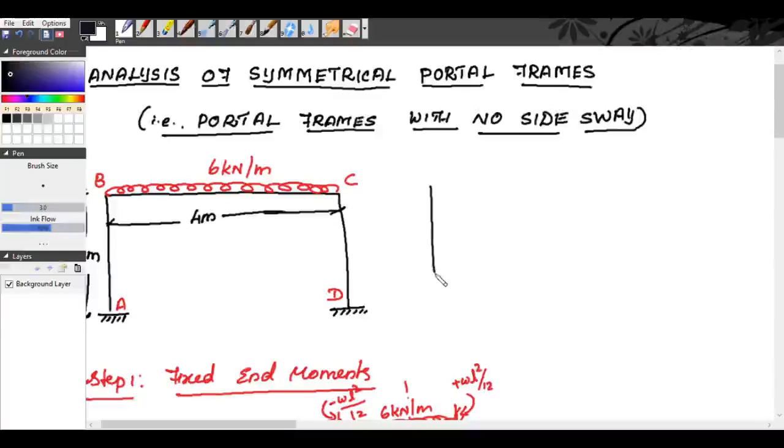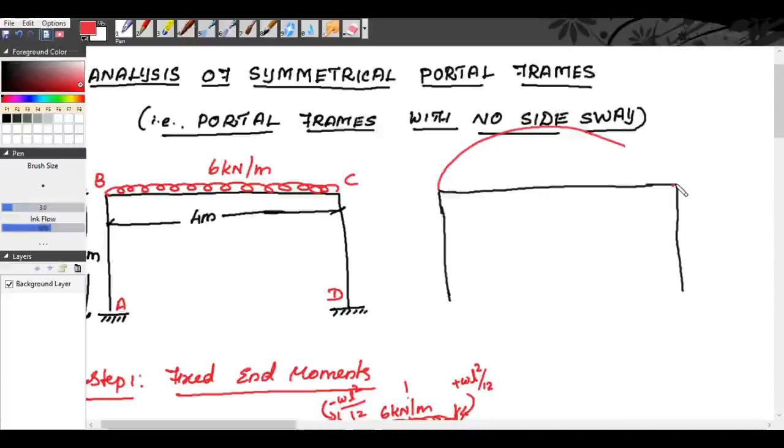So drawing the simple beam moment diagram. Here there is a UDL, so the simple beam moment diagram will be a parabola, and the magnitude is 12 kilonewton meter. Now we will mark the final end moments.